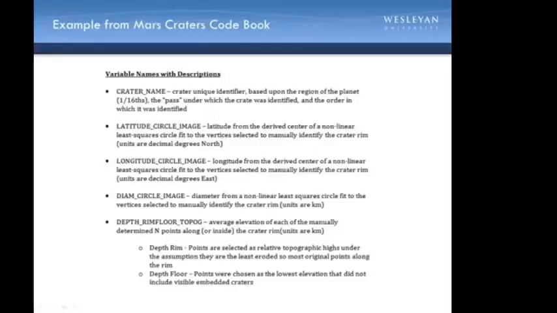Here is an excerpt from the Mars Crater Codebook. It includes a description of the variables for the crater's name, latitude, longitude, and diameter, and also the depth of the crater's rim, as well as the variable's name in the dataset. Because most of these are quantitative variables, rather than listing response options, the codebook includes a description of how the variable was measured. For example, latitude is measured in decimal degrees north, longitude is measured in decimal degrees east, and both diameter and depth are measured in kilometers.